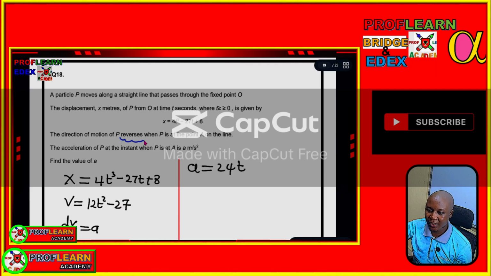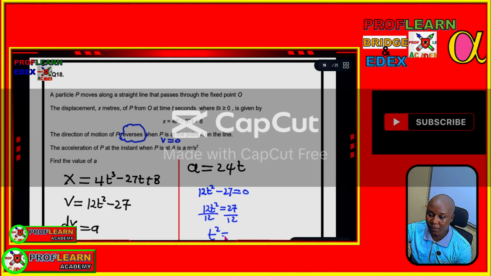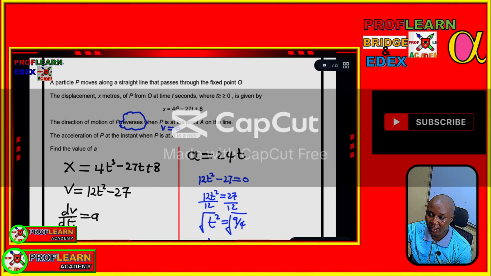But we were told that at that point, it reverses. So we take the expression v equals 12t squared minus 27 and equate it to 0. Then we are going to know the value of t at this given point. So 12t squared minus 27 equals 0. We take 27 to the other side, divide by 12 on both sides, find the square root, and then our t is going to be 3 over 2.